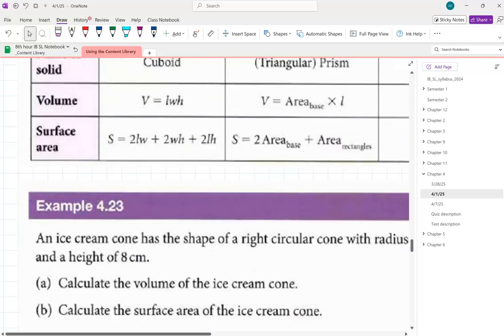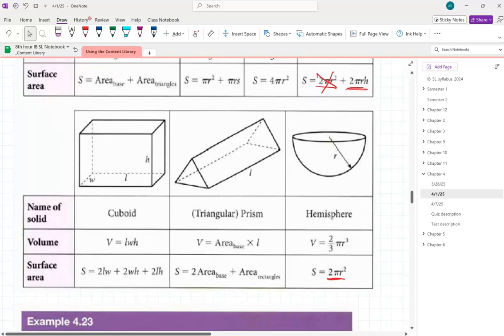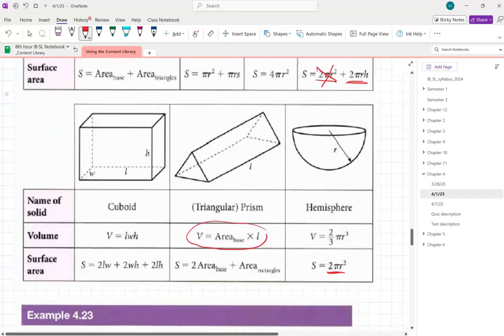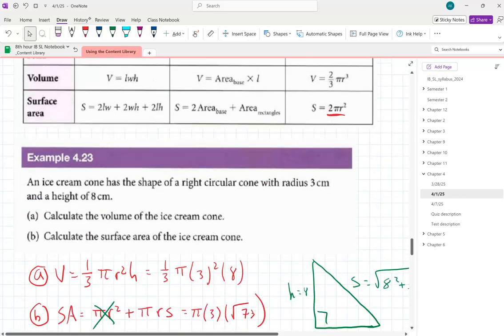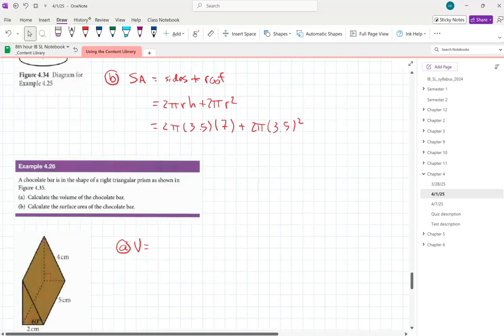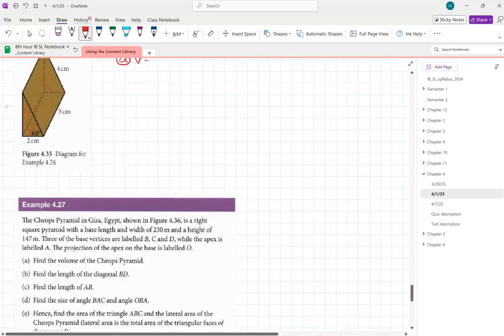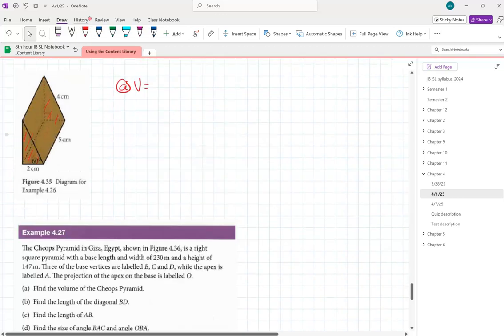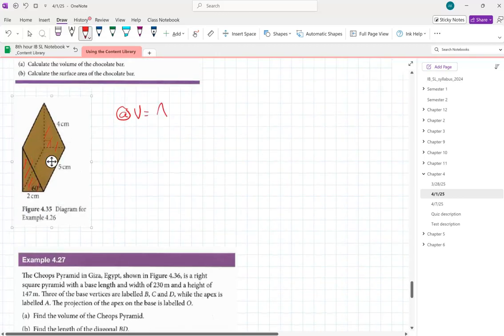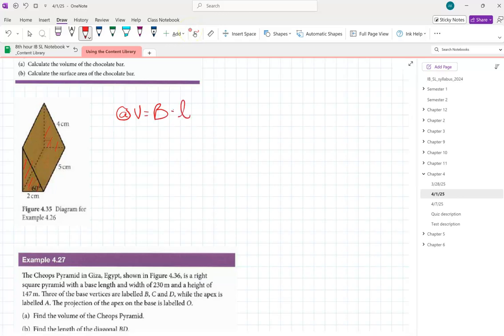So if I go to my formulas, the volume of the triangular prism is the area of the base times the length. The bases in our case of a prism are the parallel sides. So the bases are the triangles, right? So we'll do area of the base times the length. And the base in our case is 1/2 base times height because it's a triangle.